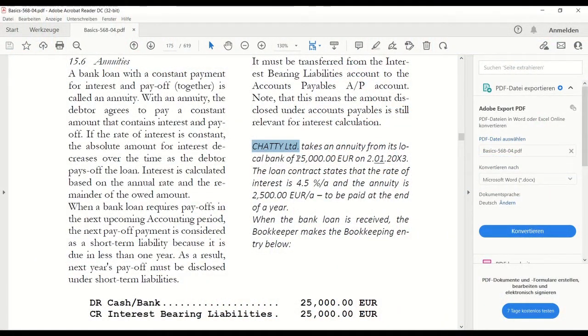The case study is linked to chapter 15 of the textbook. The company CHATTY Limited takes an annuity with the principal of 25,000 euros on the 2nd of January in 2003. The agreement states that the rate of interest is 4.5% per annum. The annuity, which is the amount the company has to pay, is 2,500.